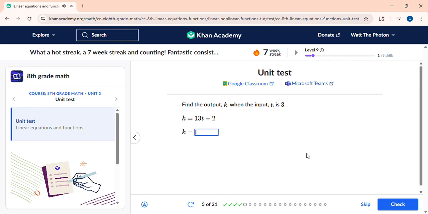What's the output when t is equal to 3? So we have 39 minus 2 is equal to k. K is equal to 37.